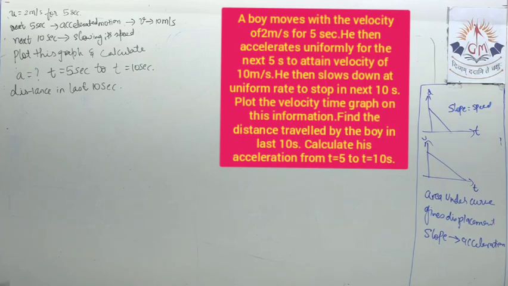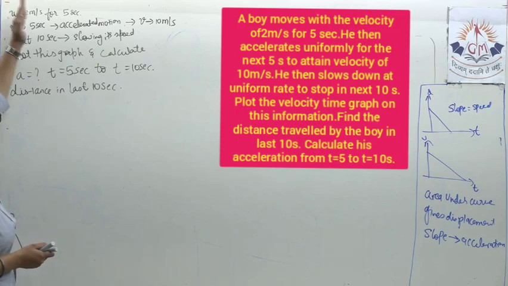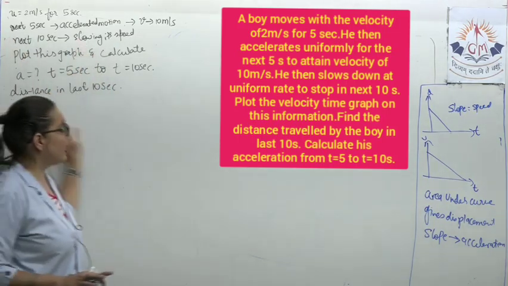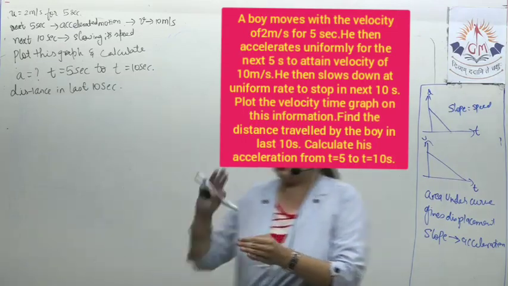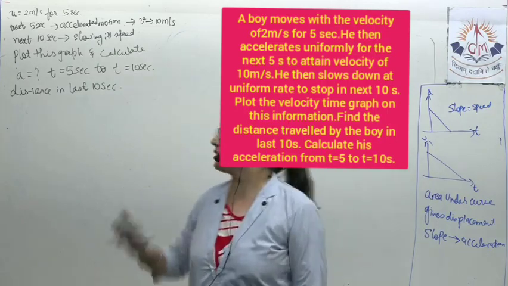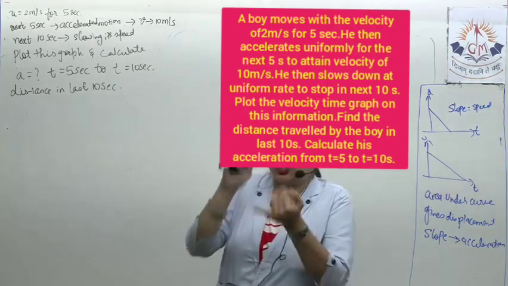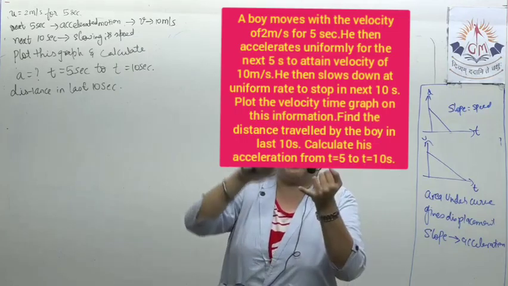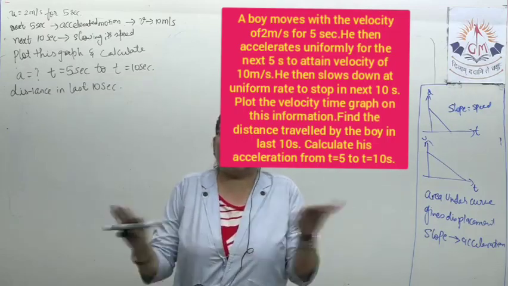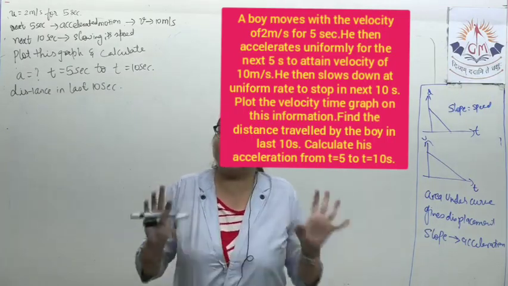I hope the question is now clear to you. The object starts its motion from u equal to 2 meter per second for 5 seconds. In the next 5 seconds it has accelerated motion. After that, in the next 10 seconds it is slowing its speed. Plot this graph and calculate. Once you are comfortable with this numerical, you will not face any problem in the next numericals, because here you will be explained how to plot the graph, and then how to calculate the acceleration and the distance also. This content is more than enough to understand any of the graphical questions.